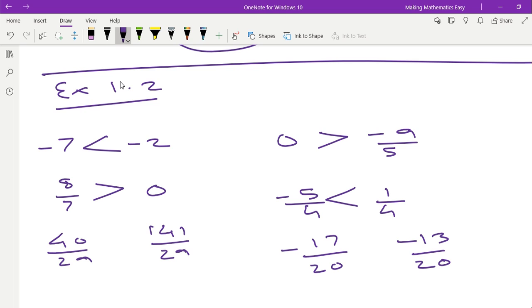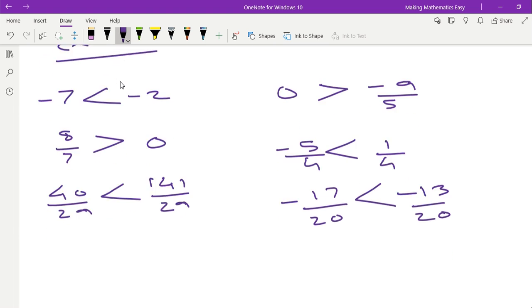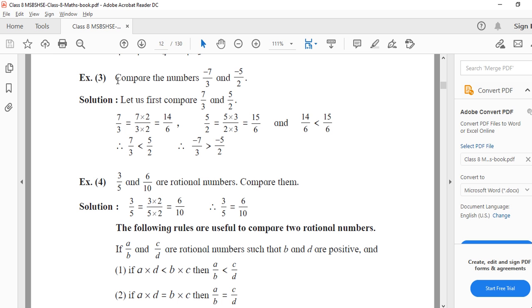So among minus 17 and minus 13, which is bigger? Minus 13 is bigger because minus 13 will come first. And the same way over here, both the denominator are same, 29 29, so you need not worry. You need to compare only the numerator. So which one is bigger? 141. So 141 is bigger. That's it. Now let's move on to next sum.